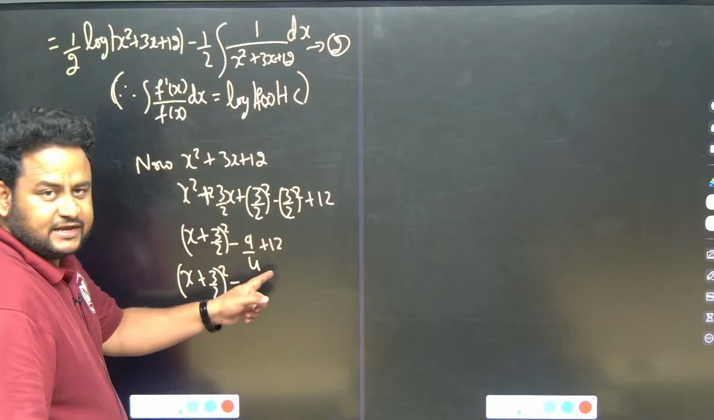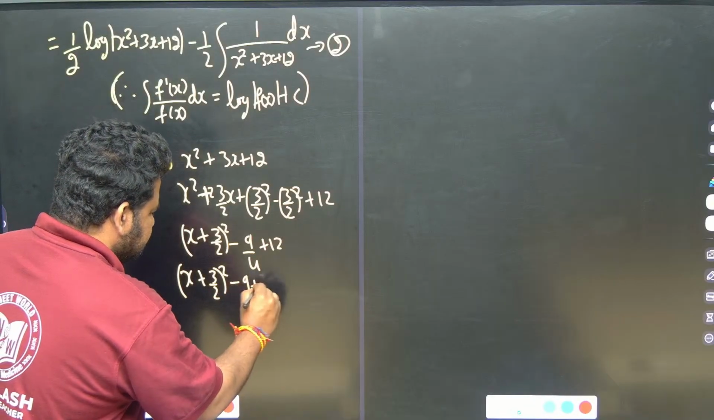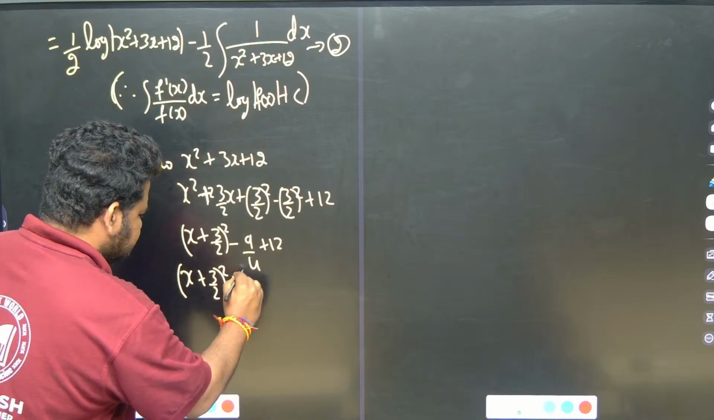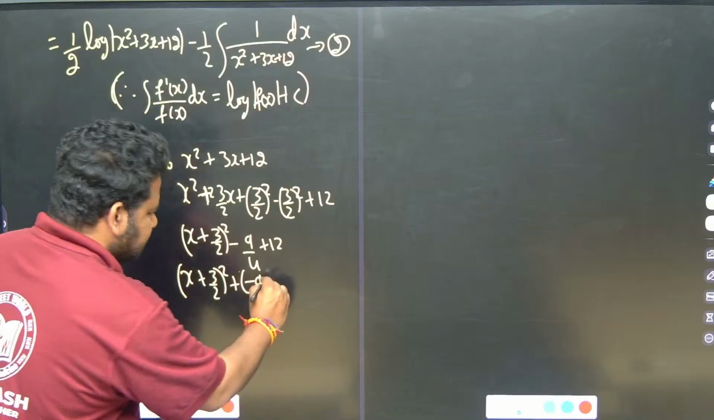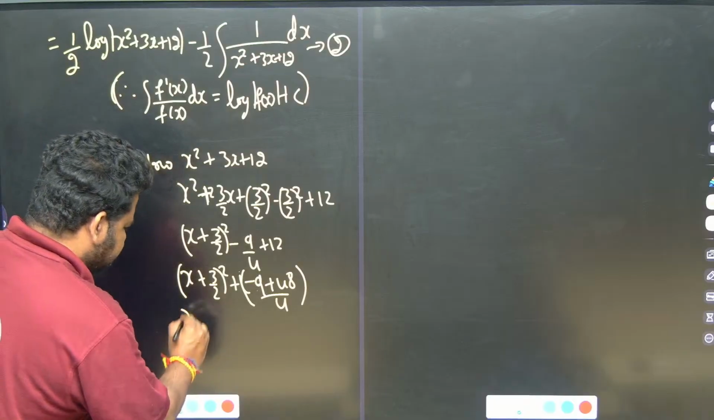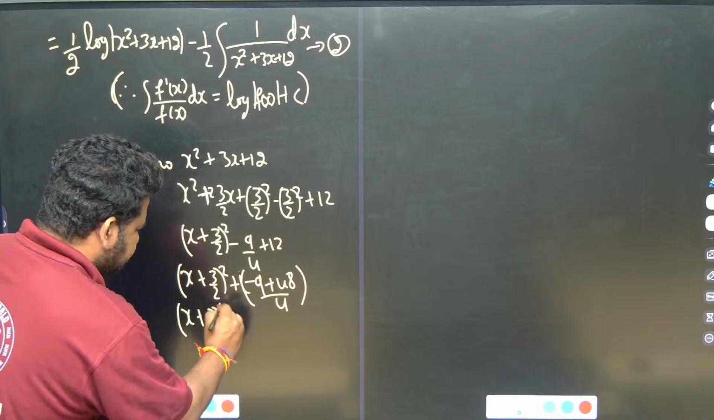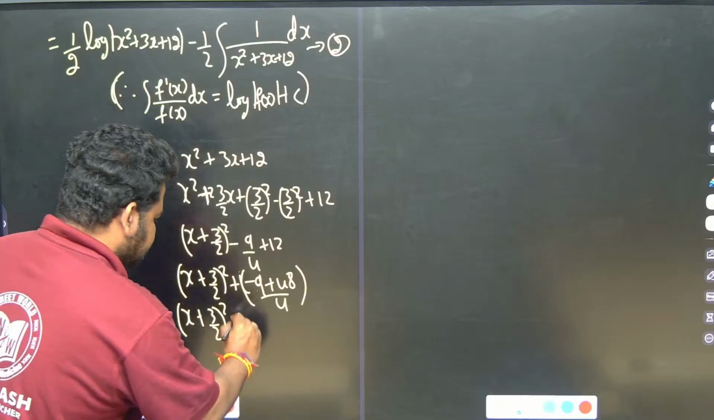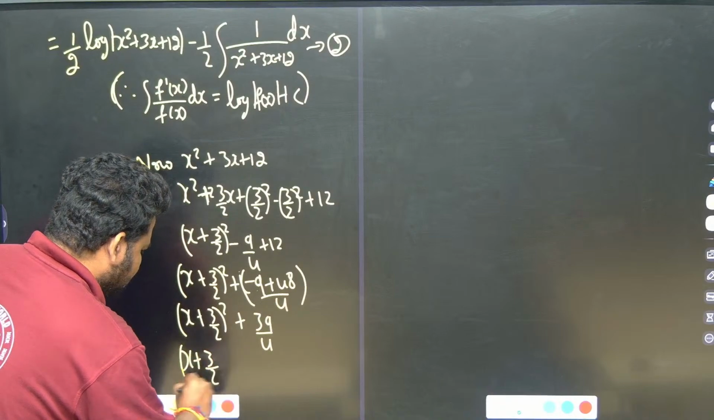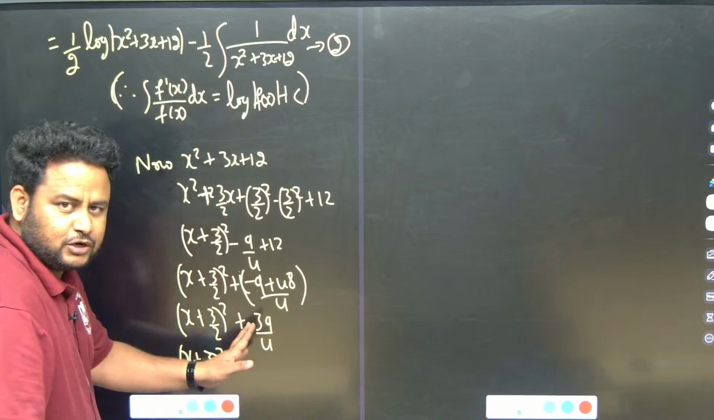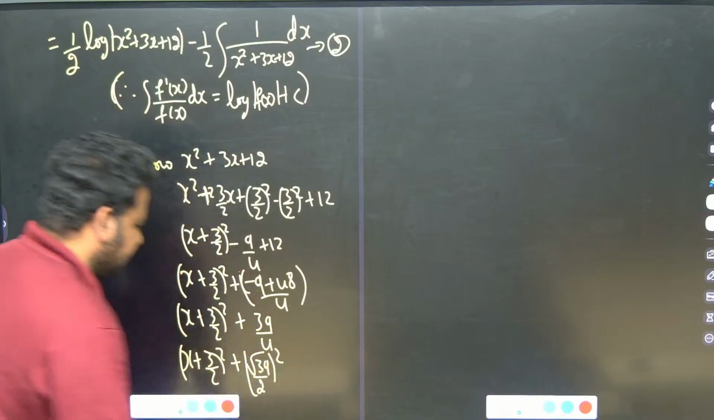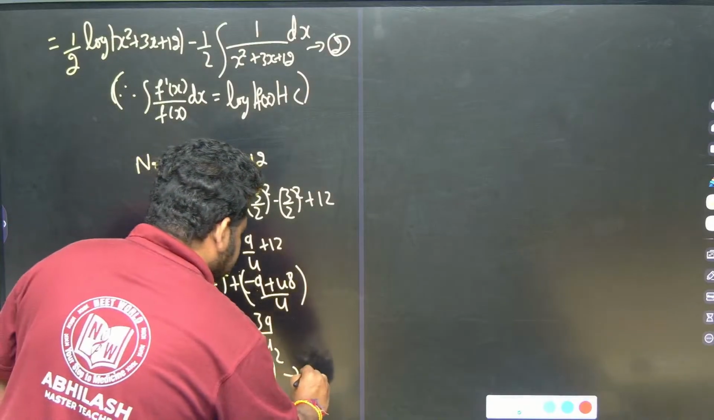Taking the LCM, this will become minus 9 plus 48 by 4. Observe carefully. So x plus 3 by 2 whole square, and minus 9 plus 48 is plus 39, so 39 by 4. Finally I can write it as x plus 3 by 2 whole square plus, in terms of square root, square root of 39 by 2 whole square. Now this will be equation 3.